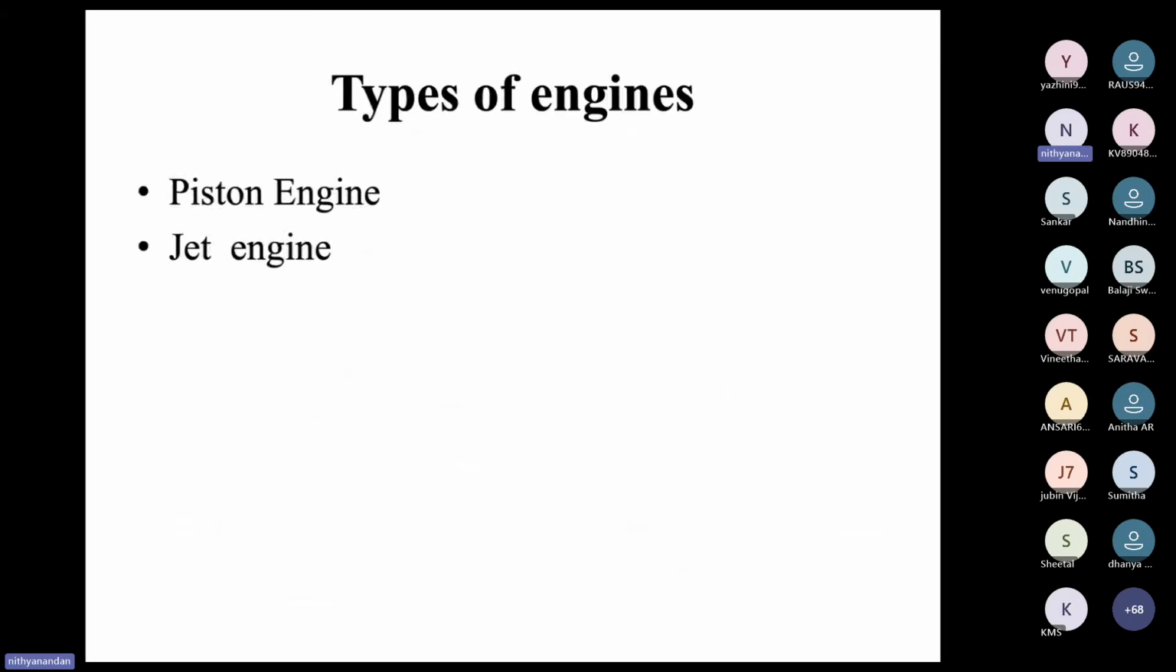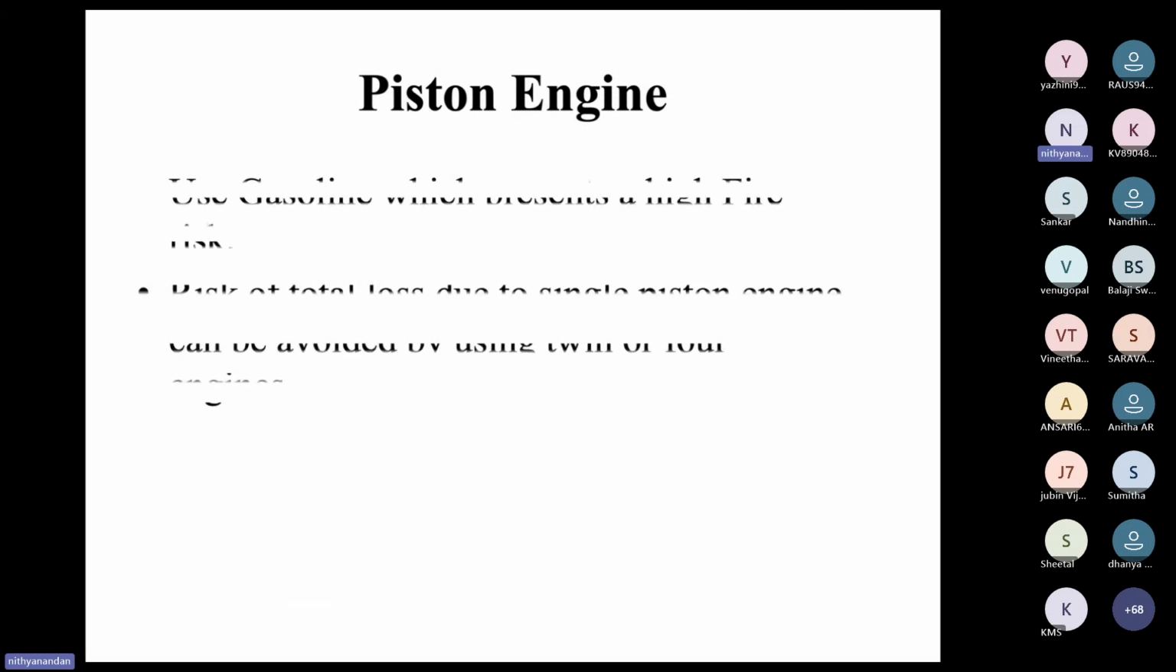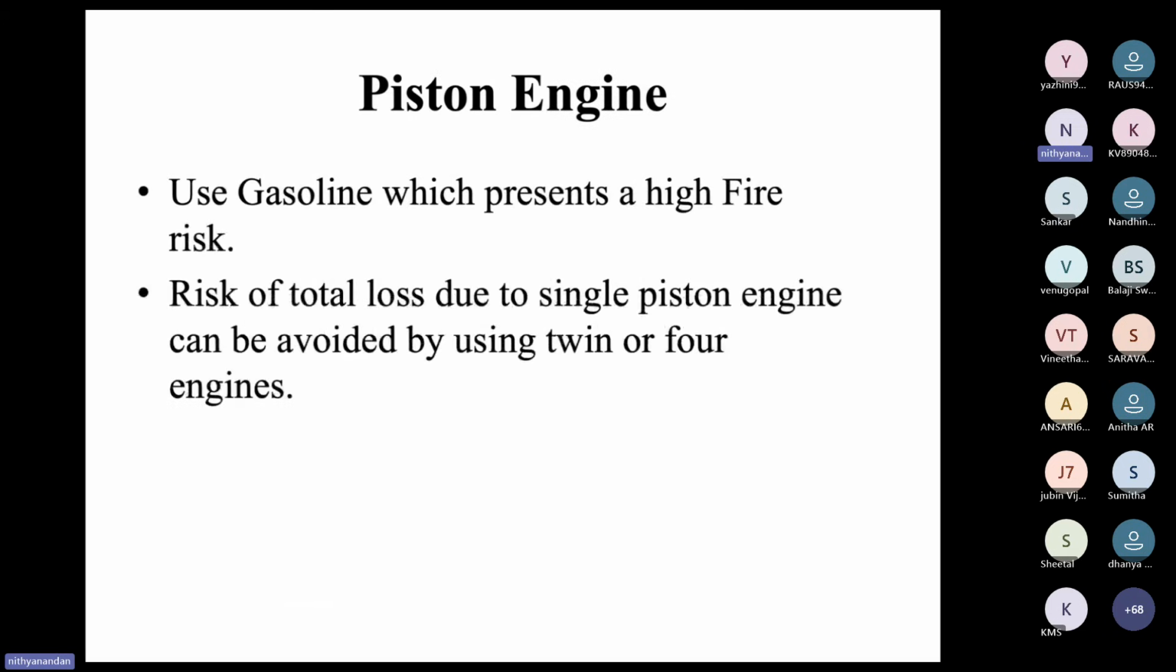Types of engine. There are 2 engines, piston engine and jet engine. Piston engine uses gasoline, which presents a high fire risk. Risk of total loss due to a single piston engine can be avoided by using twin or 4 engines. Nowadays, most of the aircraft have 2 engines or 4 engines.